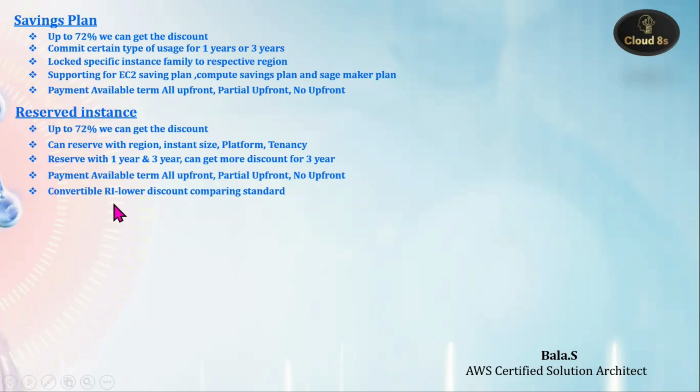Basically, if you are selecting the standard, they will give you some kind of discount. If you are selecting the convertible, we get a lower discount. So these are the basics of the reserved instance. Let me quickly open the console.